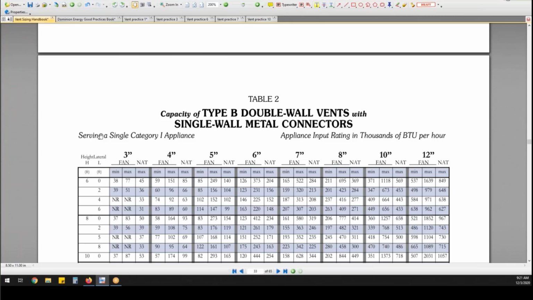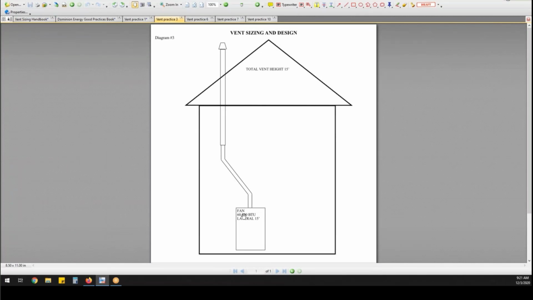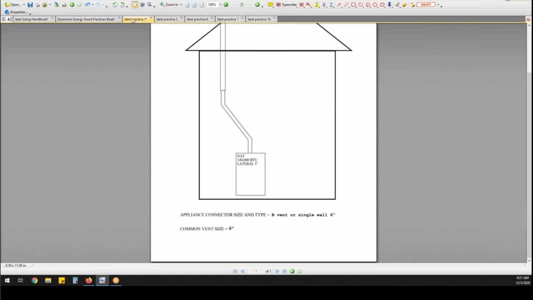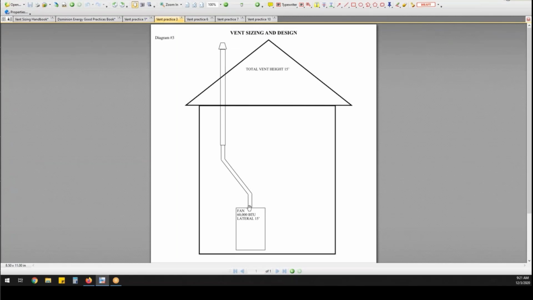So we're still serving a category 1 appliance, but it's just a fan assisted, so it's your basic 80% furnace. And remember, in the little practice thing we went over, a category 1 fan assisted furnace operates under a non-positive pressure, so it's just like a natural draft appliance. The fan on a category 1 appliance does not push the flue gases out.